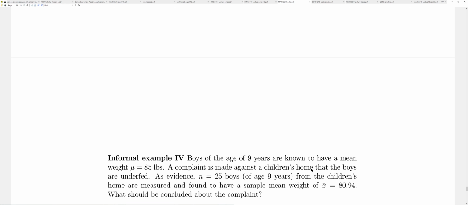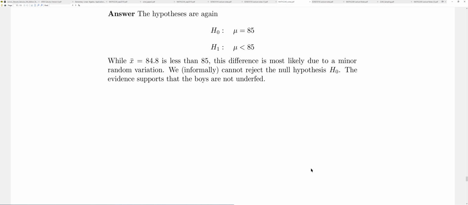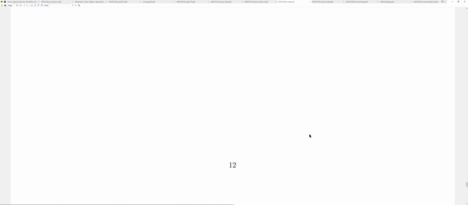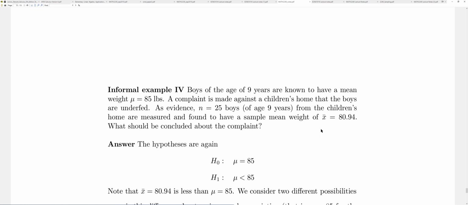Now, I have 80.94 over here, and you're seeing that that's actually less than the 85. If you compare it to the previous problem, in the previous problem, I had 84.8. And that was fairly close to the 85, and because of that, I couldn't reject the H0 over here. But in this case here, I observe 80.94. Now, that actually is giving me evidence that I can probably reject this H0.